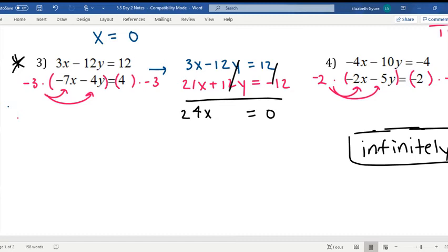Jesse might have stepped away from his computer. Jaden, what do you think? I got 24x equals 0. Jaden, what do you think I need to do? Not sure. So how can I get my x by itself? What do I need to do with this 24? I'm trying to solve for x. Divide. Yeah, thank you, Lynn. We are going to divide. So I'm going to divide both sides by 24. And that's going to give me x equals 0, because 0 divided by anything is 0. Jaden, do you see why we needed to divide there?